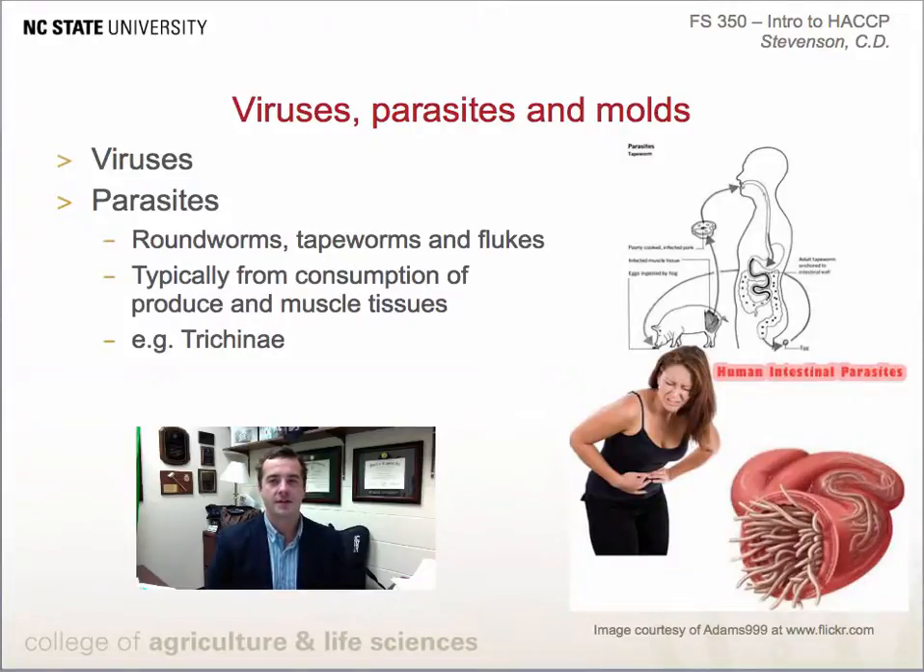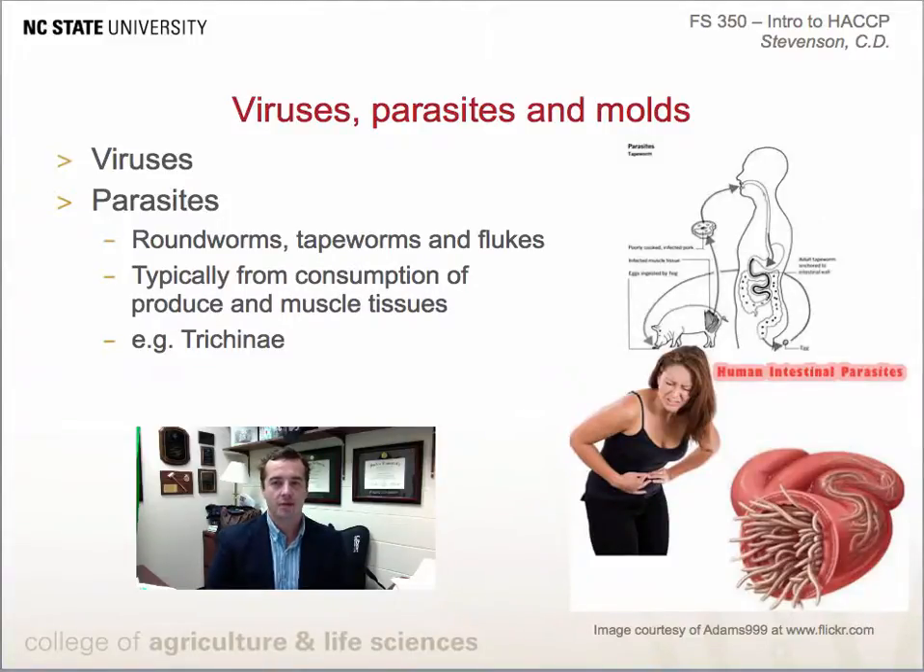Parasites cover a broad range of the animal kingdom. Many have complicated life cycles that can allow them to infect humans. Primarily, the parasites are roundworms, single-celled protozoa, tapeworms, and flukes. One group of parasites that is important in the meat industry is trichinae.